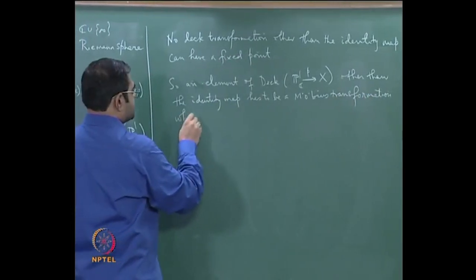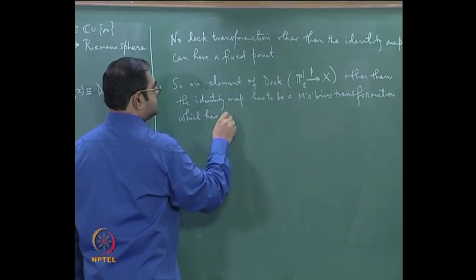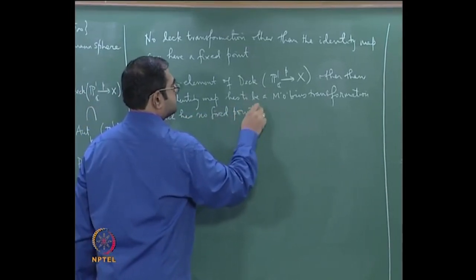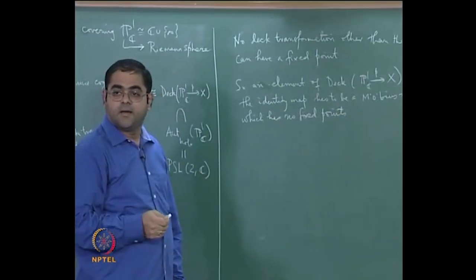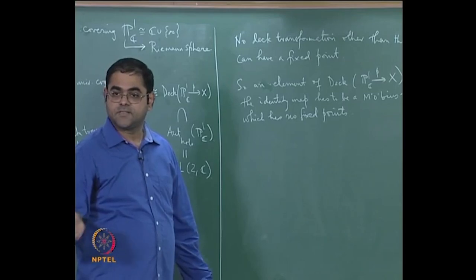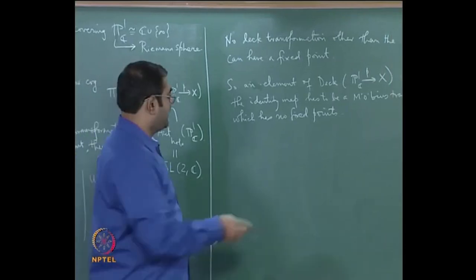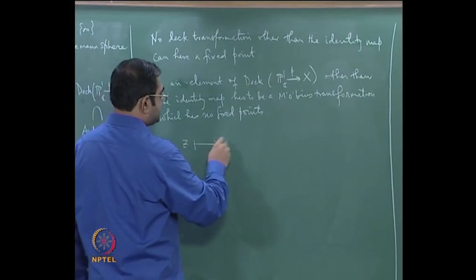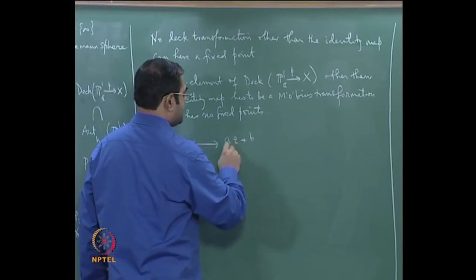Which has no fixed points. But there is no such transformation. There is no such transformation. Why? Because you see, a Möbius transformation looks like z going to (az + b)/(cz + d).